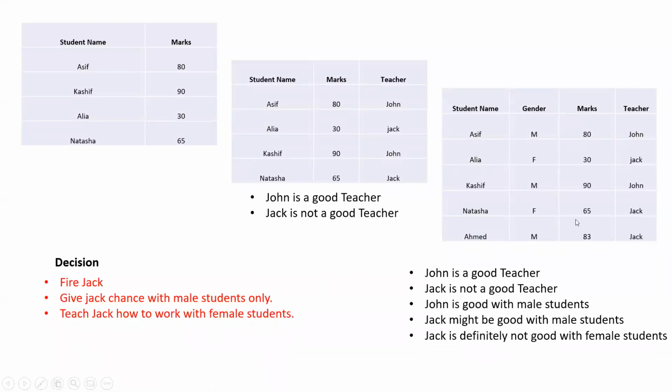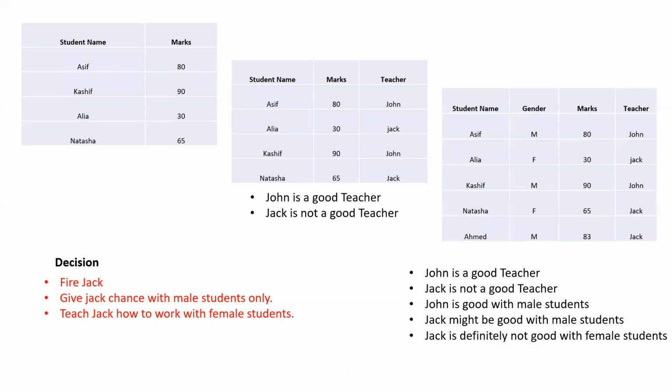Okay, so by this information, we have developed a certain kind of knowledge, that Jack might be good with male students, but definitely not good with female students. So upon analyzing this data, we have to make some decision, okay, some informed decision.